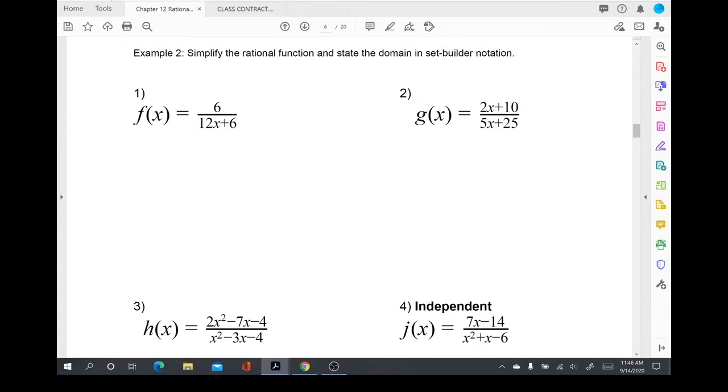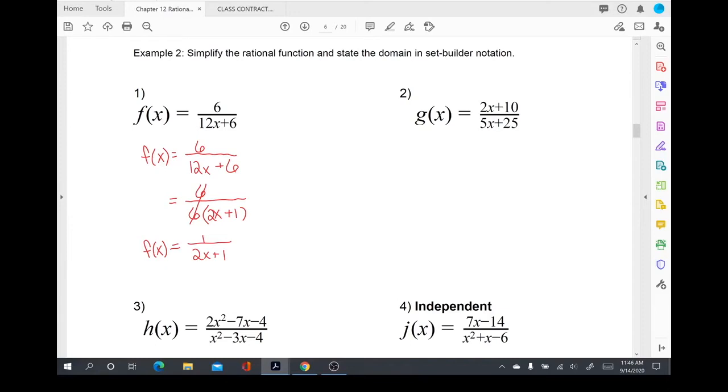So for this first one, start by writing the equation, and you do not have to go to the prime factors in this process unless you need to. So I'm not going to break 6 into 2 and 3. I'm going to leave 6 alone for now. And in the denominator, I'm going to factor a 6 out, and we will see that the 6 in the numerator and the denominator cancel, and we will have f of x equals 1 over 2x plus 1.